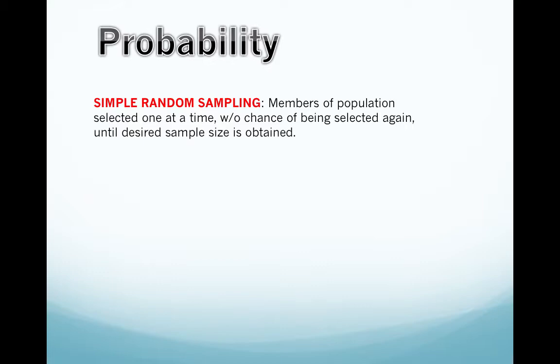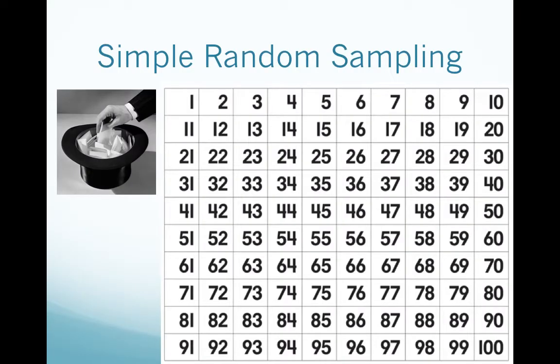The first probability sampling approach is called simple random sampling. In simple random sampling, members of a population are selected at one time without the chance of being selected again until the desired sample size is obtained. Let's look at an example within our Baylor study. In simple random sampling, the sample is based on random selection of participants. Once a person is randomly selected, he or she does not go back into the pool of potential selectees.